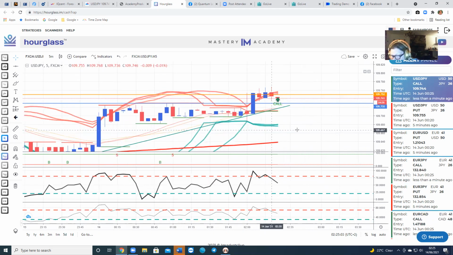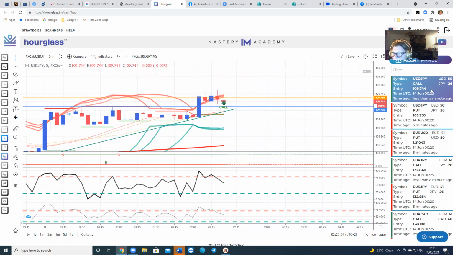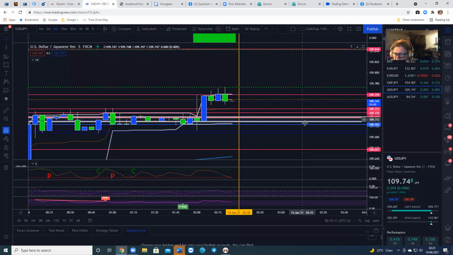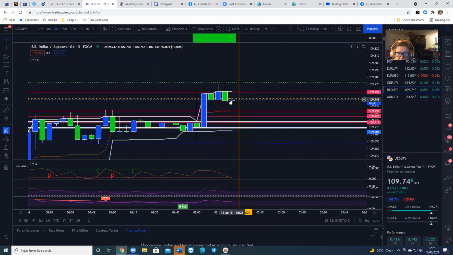So we've got a call at 25 past, and it's called it at 7:44. Let's come back to our 5-minute area here. So it's just on that quarter point area.